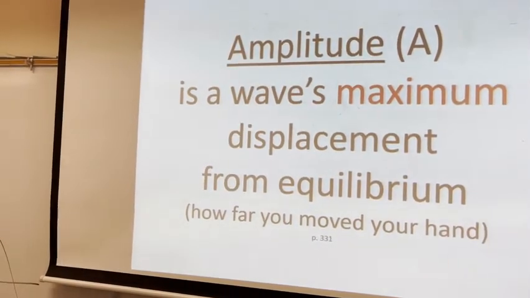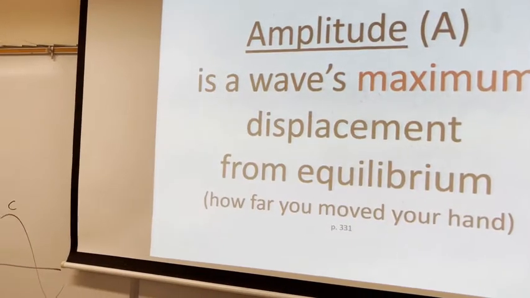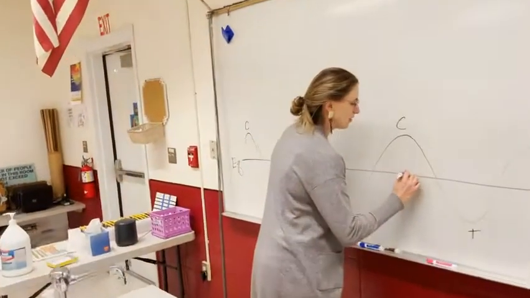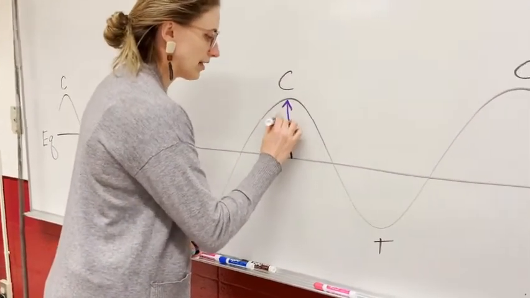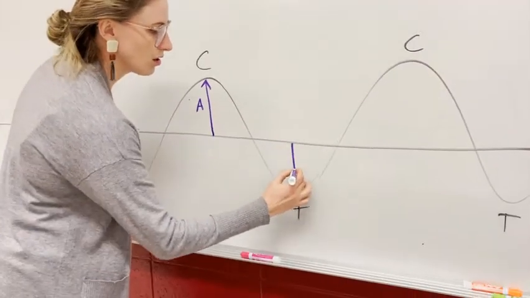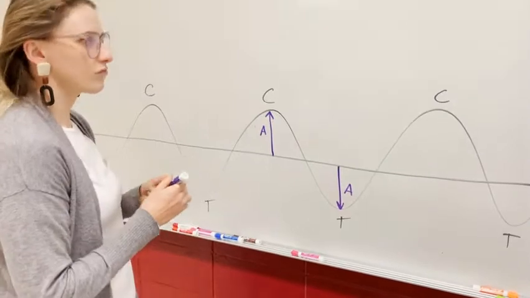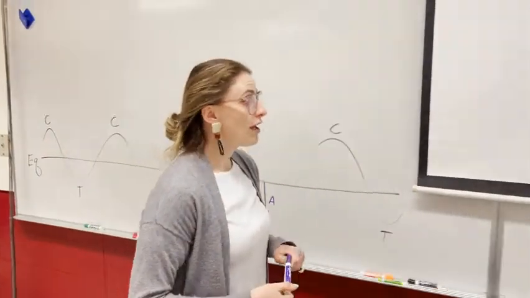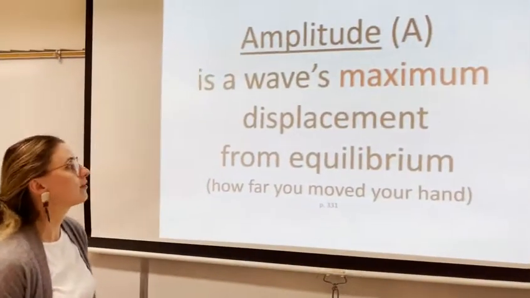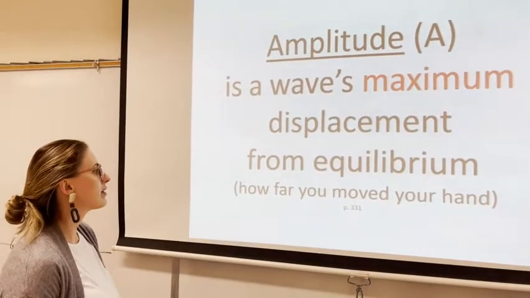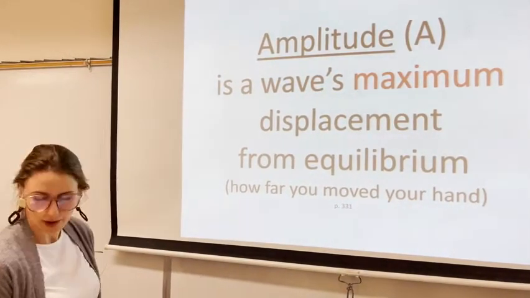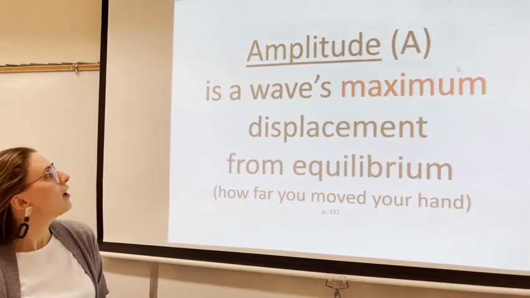Amplitude. See if you can draw in the amplitude. I'm going to go ahead and draw mine in. That's an amplitude. It's the maximum displacement from equilibrium. So how far you moved your hand from equilibrium, the maximum displacement. Pretty straightforward for that part.